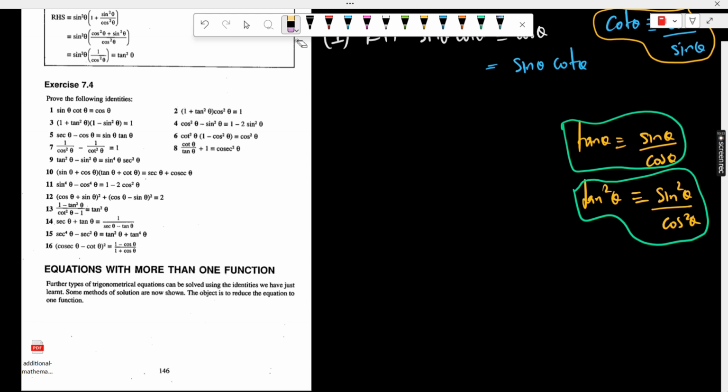Okay? Sir, the book that I have is Additional Mathematics, a complete course for CSEC. That's by Raymond Tulsi. Yeah, that's the book I'm talking about.